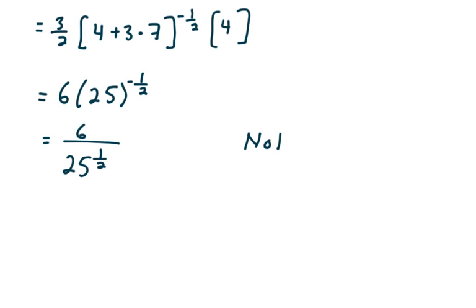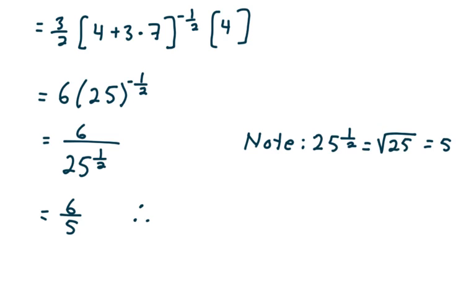But one thing to note, 25 to the 1/2 is the square root of 25, which is 5. And so this is equal to 6/5. And so therefore, h prime of 1 is equal to 6/5. And that's problem number 68.